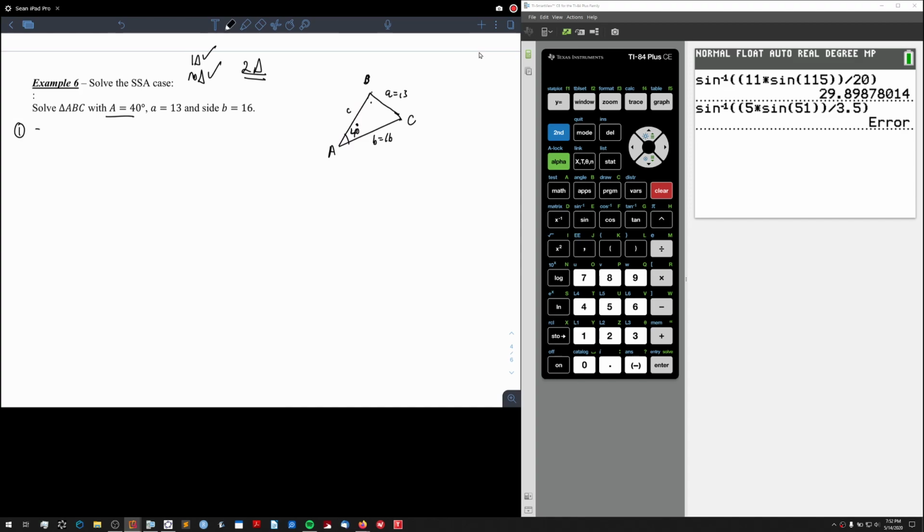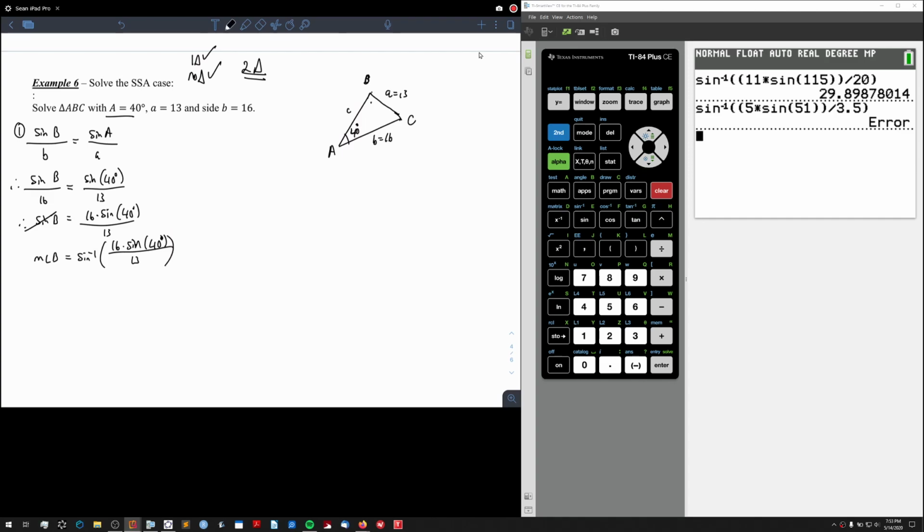So I'm going to go sine of B over B is sine of A over A. Then sine of B over 16 equals sine of 40 degrees over 13. Then I get sine of B is 16 sine of 40 degrees over 13. And again, do inverse operations to get rid of this. So the measure of angle B is inverse sine of this whole thing over 13.